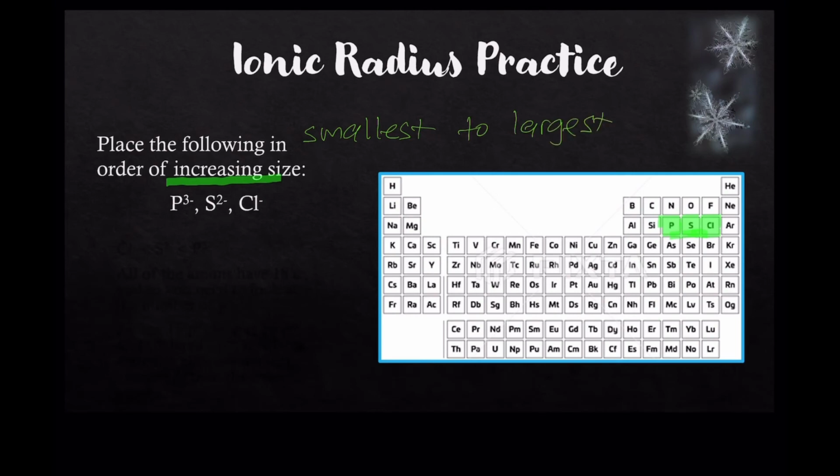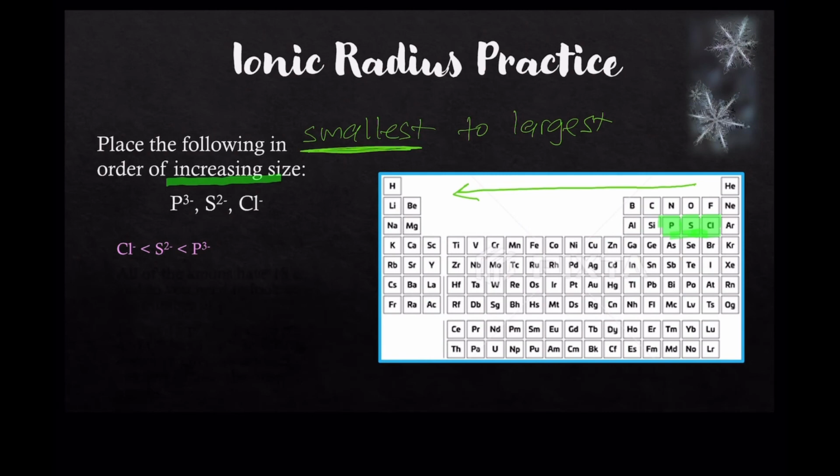Okay, now think about how ionic radius changes across a periodic table. Within a period, the ionic radius gets bigger. So hopefully you can see that phosphorus would be the largest. But since we're ranking them smallest to largest, you would place chlorine first. So that's your answer for placing them in order of increasing size. It's more important that you know why this is the answer. So let's think about why. Why is chloride ion the smallest?